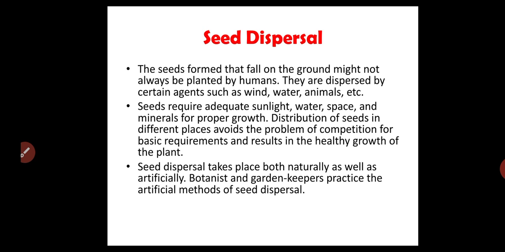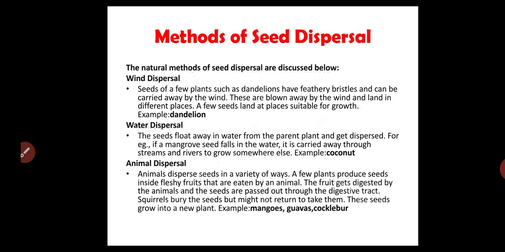How are the formed seeds going to grow? Are they going to grow in the same place, or in some other place? If they are going to grow in some other place, how are they getting dispersed from one place to another? The seed that falls on the ground might always be planted by the plants, or sometimes we have some carriers to carry the seeds from one place to another. So it happens both naturally and artificially.